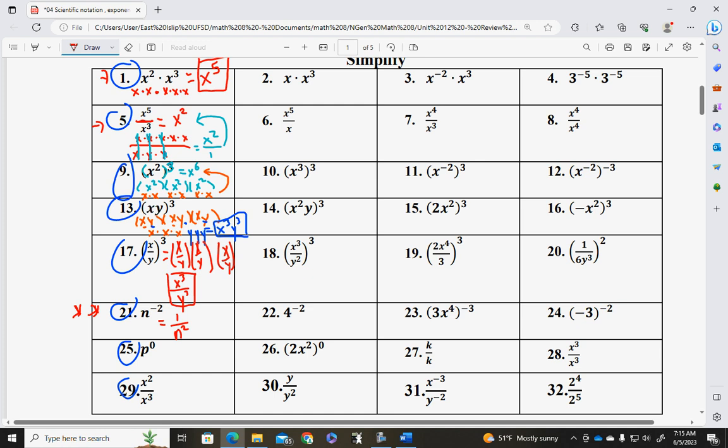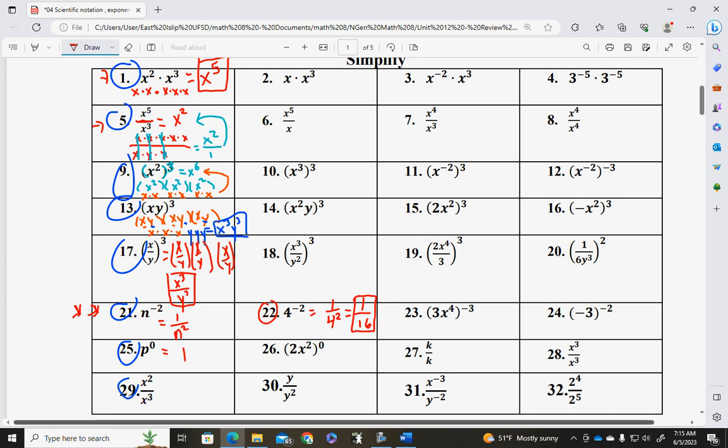It's just 1 over n to the second. I'm actually going to do 22 right now. This would be 1 over 4 to the second. Since this is a number to the second power, I can actually evaluate it. 4 to the second is 16. So the answer is 1 over 16. Notice it's not a negative answer. It's a fraction answer. 4 to the negative second is equal to 1 over 16. That's the answer. I'm going on to number 25.